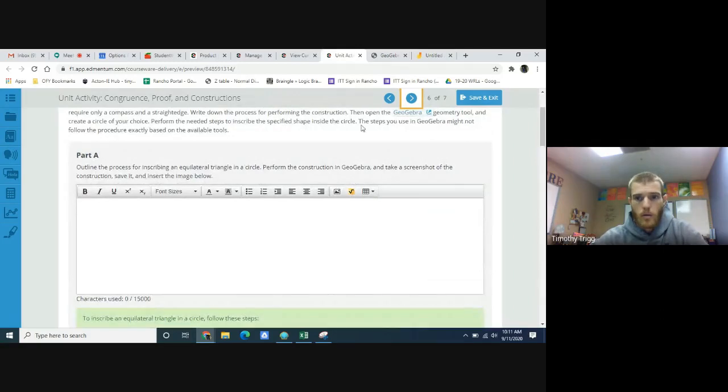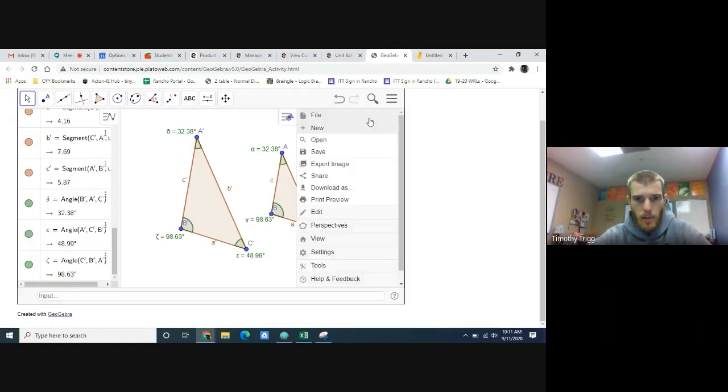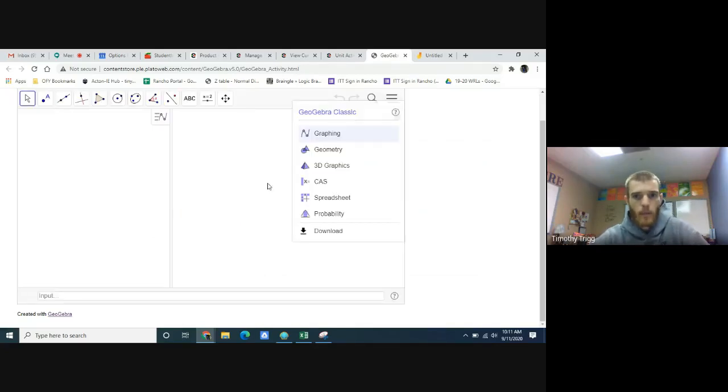So in this first one, part A, it says, outline the process for inscribing an equilateral triangle in a circle. Perform the construction in GeoGebra. Take a screenshot of the construction, save it, and insert the image below. Again, if you can't insert the image, you could save the image and post it in later. So first thing I would need is a brand new sheet here. So I'm going to do new. I don't need to save this.